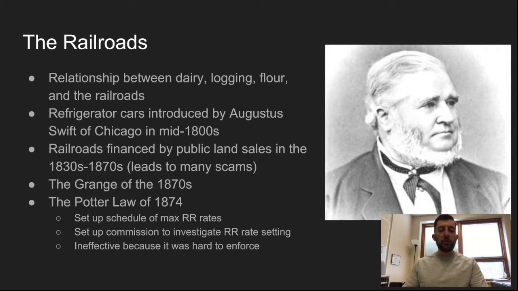Another industry that you're going to see thrive and really grow in Wisconsin in the late 1800s is the railroad industry. There's going to be a really close cause and effect relationship between the growth of the railroads and several of the industries that we've already talked about, especially the dairy and the logging industry. Of course, the railroads in the 1800s are going to be the best way to get back and forth from point A to point B.